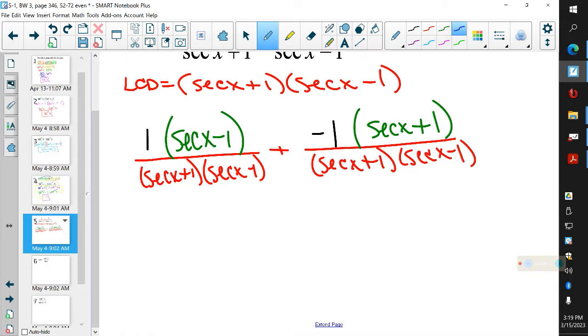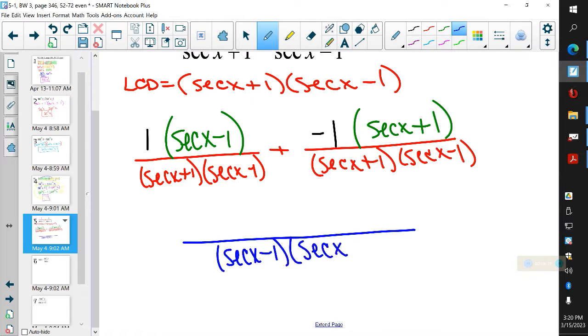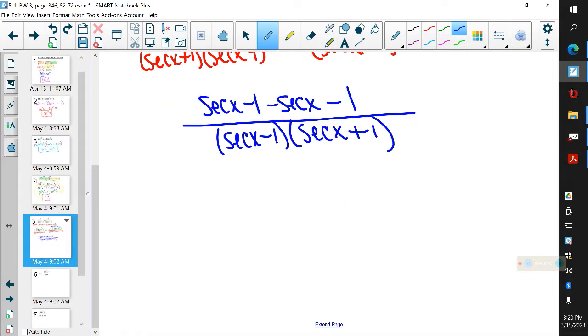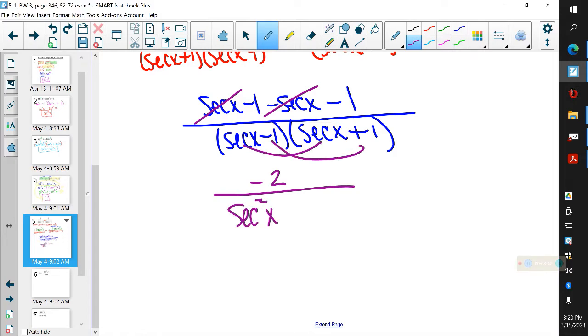So now I'm going to write this as one fraction. And I'm going to drop the parentheses, distributing here, making that a minus secant of x minus 1. What you're going to notice is those secants cancel out, and I'm left with -2 over. This is a secant squared of x, and this is a -1.